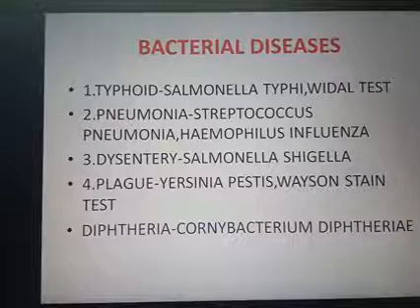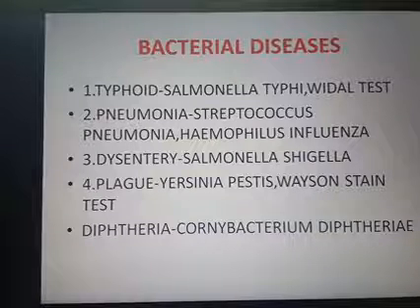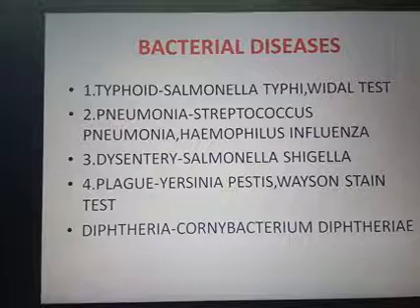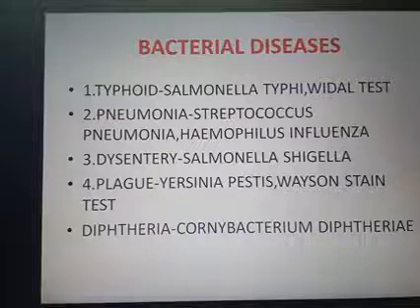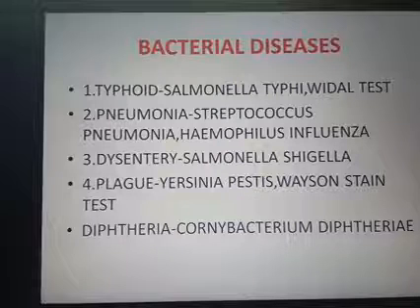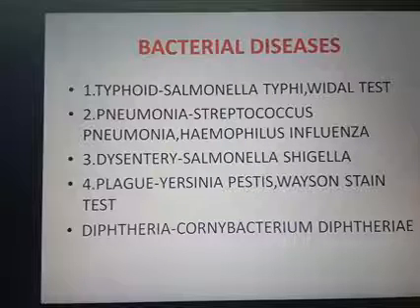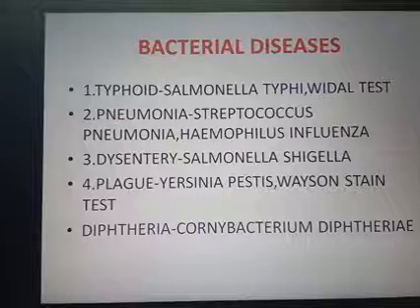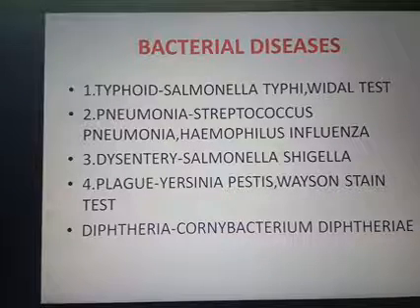What do you mean by bacillus? Bacillus means rod-shaped bacteria. Bacteria have different shapes. Coccus means round shape. Spiral means spiral shape. Vibrio means comma shape. Bacillus means rod shape. Here the plague is caused by Yersinia pestis.